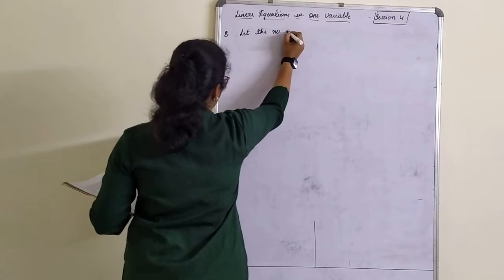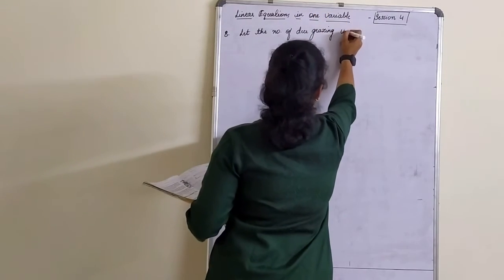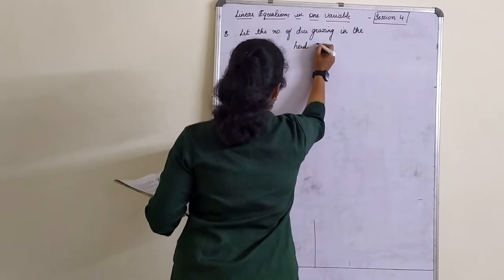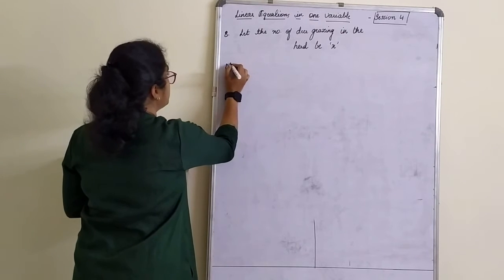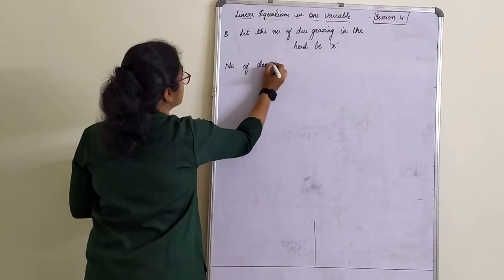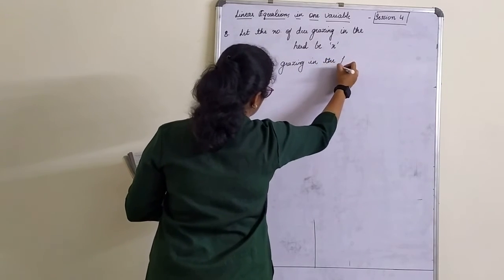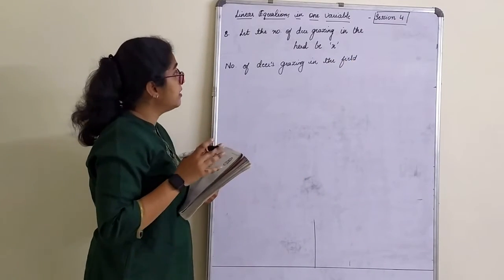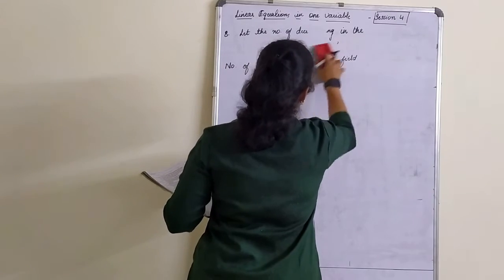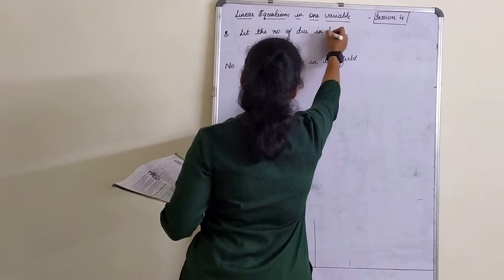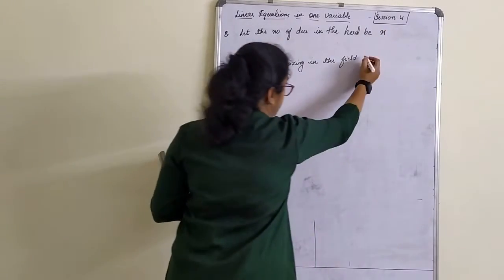Let the number of deer in the herd be X. Read the question again. Half of the herd of deer are grazing in the field. Let me just change: not grazing, because grazing we are writing here. Let the number of deer in the herd be X. If there are X deer in the herd, how many are grazing? Half of them are grazing in the field. X by 2.